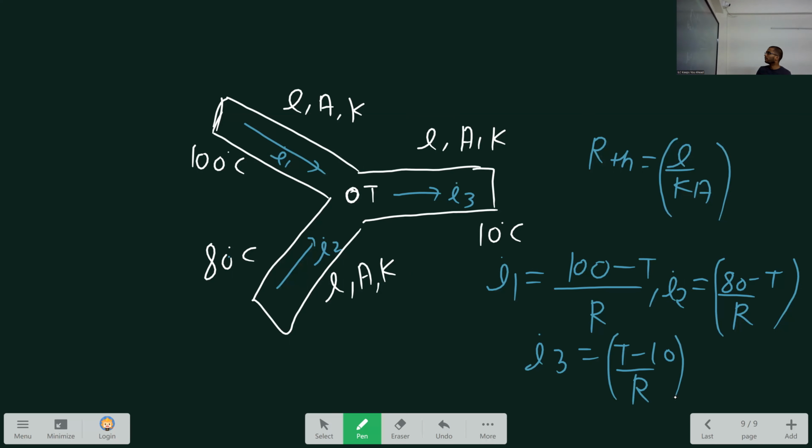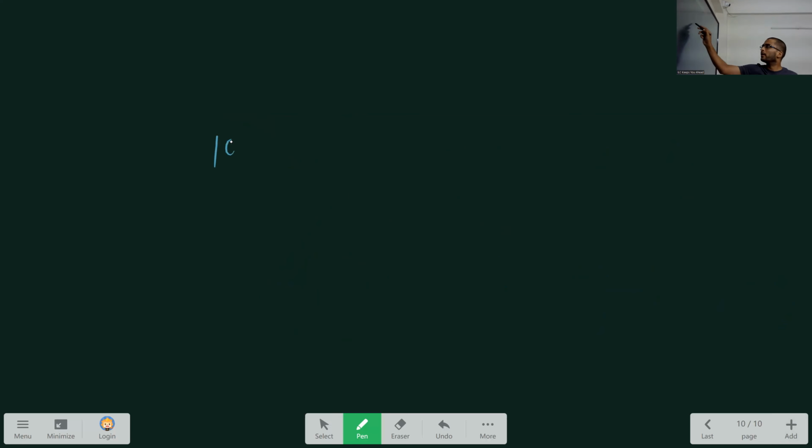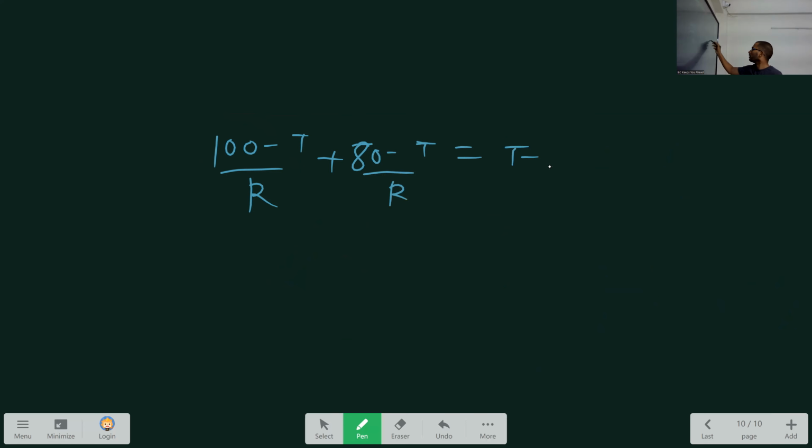Now students, let's put the values. So I1 plus I2, because incoming heat current is I1 plus I2 and outgoing heat current is I3. So I1 plus I2 must be equal to I3. So when you put the values, (100 minus T) by R plus (80 minus T) by R must be equal to (T minus 10) by R.